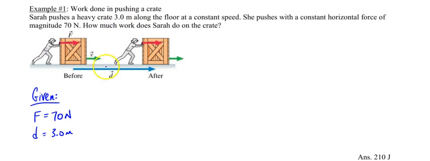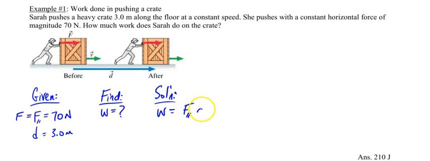And since the force is in the same direction as the displacement, we can call that the parallel component of that force. So F and F parallel are equivalent to each other. And we're looking for the work done by Sarah on the crate, which I'll label as W. To solve this problem, we're going to use the equation work equals F parallel multiplied by the displacement D.